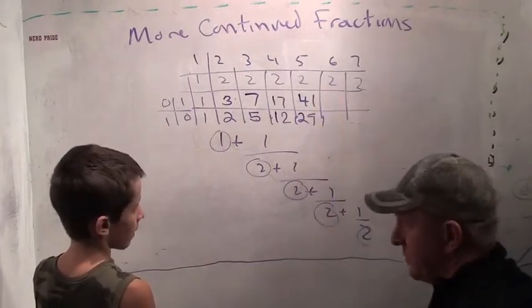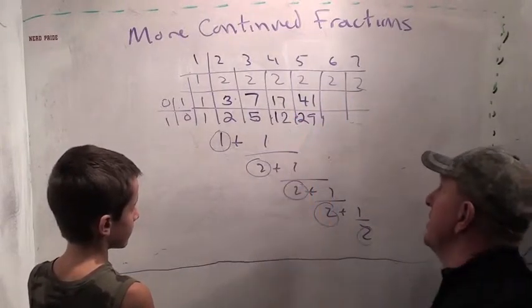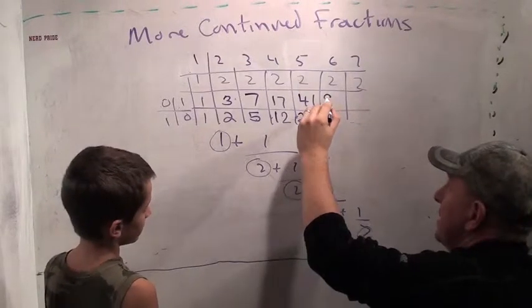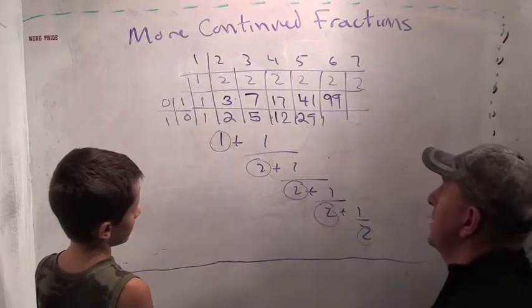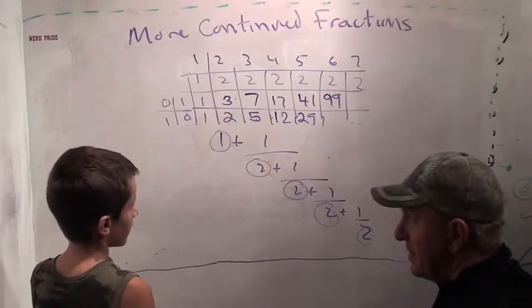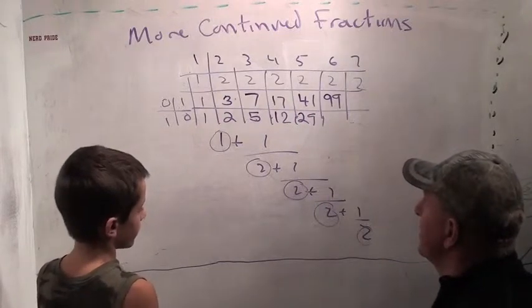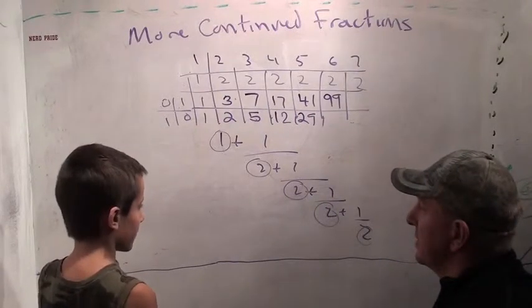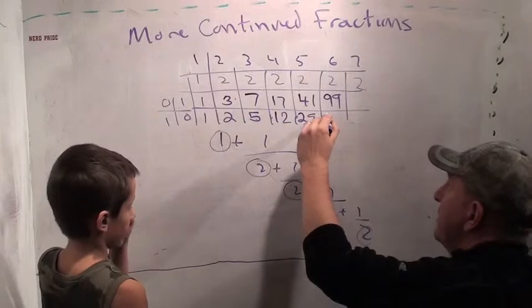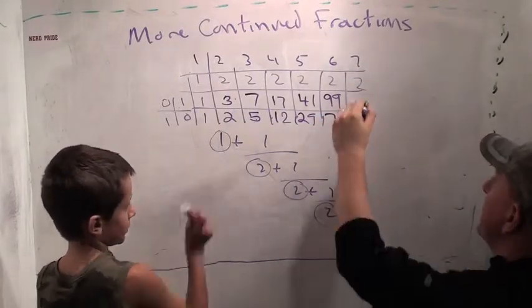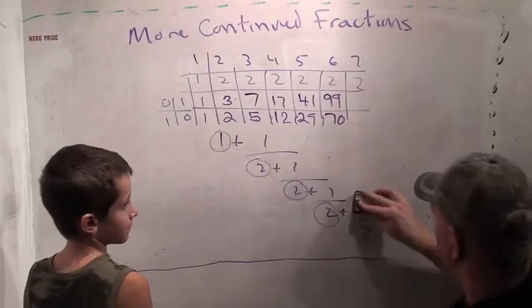2 times 41, 82, plus 17, is 99. Okay. 2 times 29 is 58, plus 12, that's 58 plus 12 is 70. Okay, very good. Actually, let's just stop here. That's enough. But we could keep going forever, by the way. We could just keep calculating these.